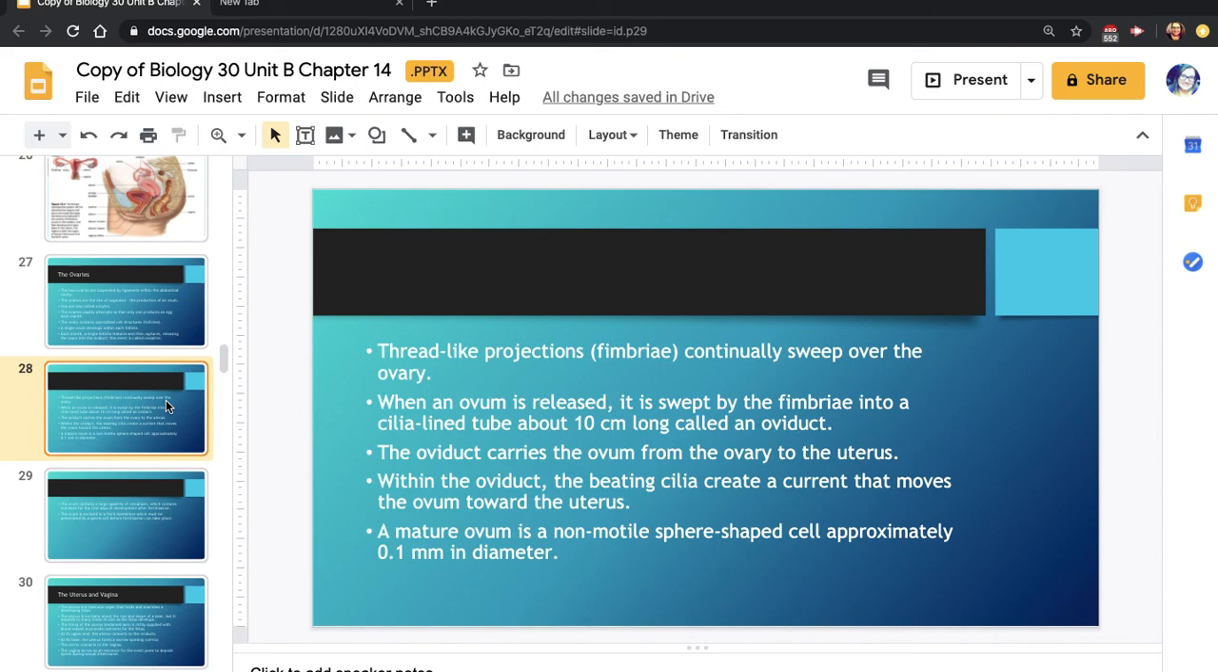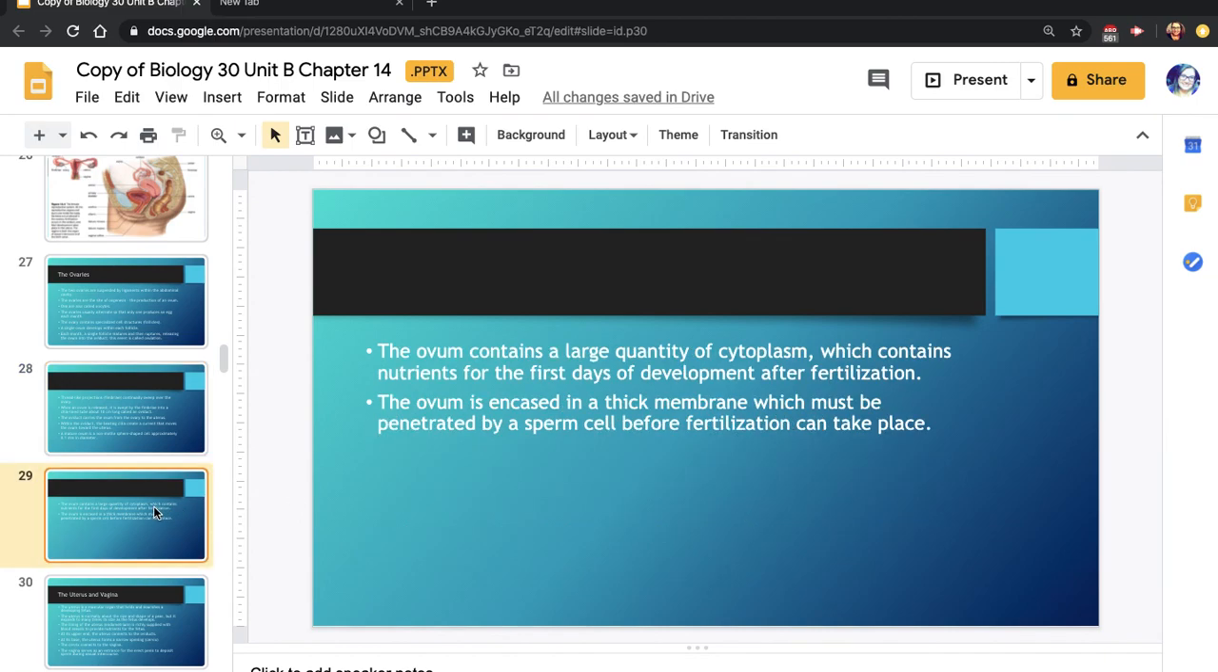The oviduct carries the ovum from the ovary to the uterus, and within the oviduct, the beating cilia, those little hair-like things, help to move the ovum toward the uterus. A mature ovum is a non-motile sphere-shaped cell, approximately 0.1 millimeters in diameter. So eggs are way bigger than sperm. Remember, sperm are 0.06 millimeters in diameter. But eggs do not move. They don't have a tail or anything to move. So they rely specifically on the little cilia in the oviduct to help move it along the path.